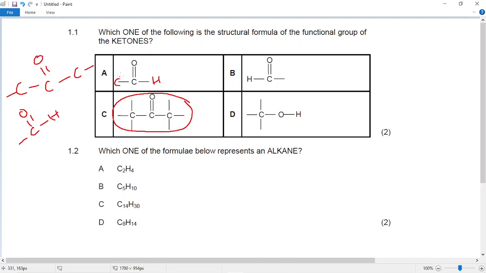So that's why this one is out, and this one is out because it was already the aldehyde, and then obviously this other one is an alcohol. So we want the C.